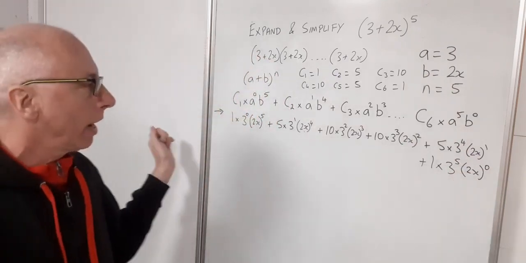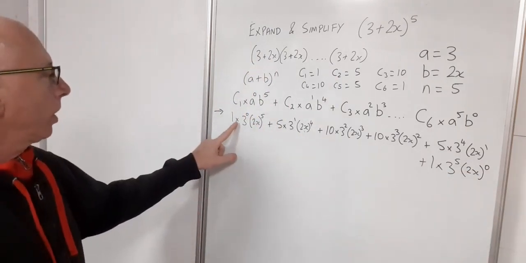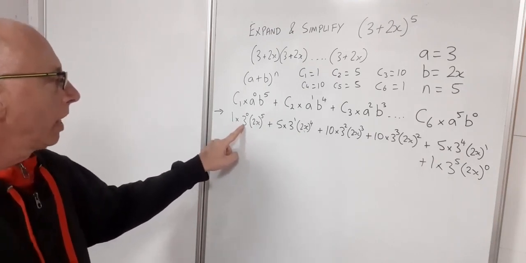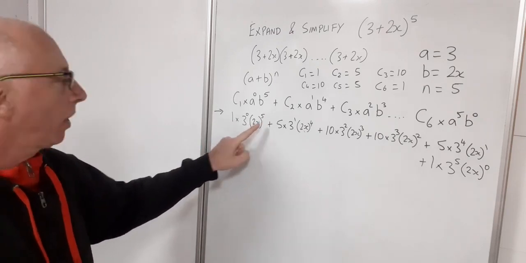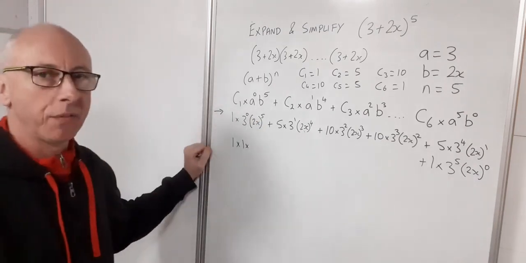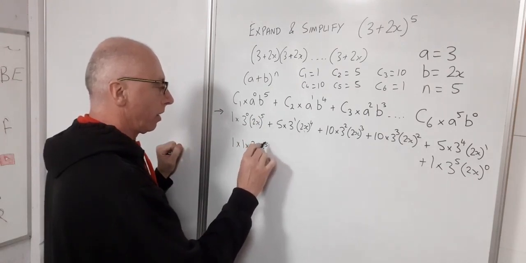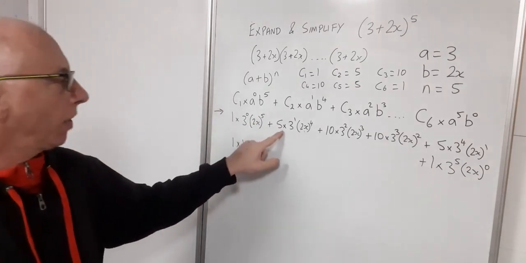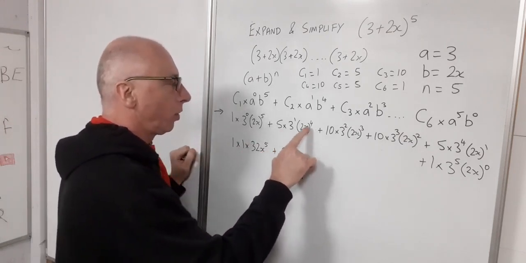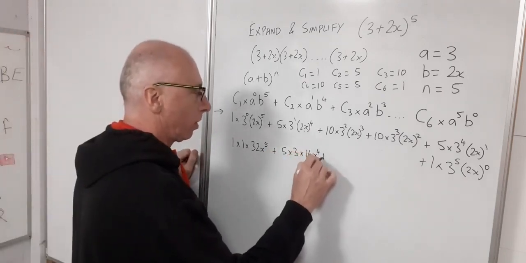Okay, so what we need to do now is just go along and simplify each term. Okay, 1 times 3 to the 0. 3 to the 0 is just 1. So I've got 1 times 1 and then 2x to the power of 5. So 1 times 1 times 2x to the 5, or 2 to the power of 5, that's 32. So I've got now 32x to the 5. So here I've got 5 times 3. And then 2x to the 4, 2 to the power of 4 is 16. So now multiply that by 16x to the 4.